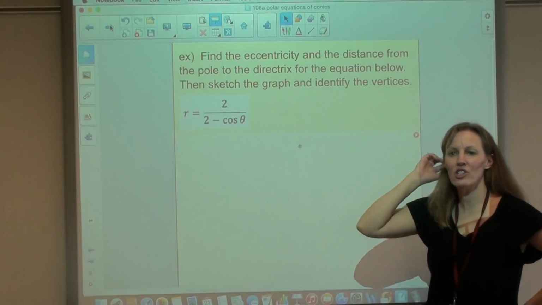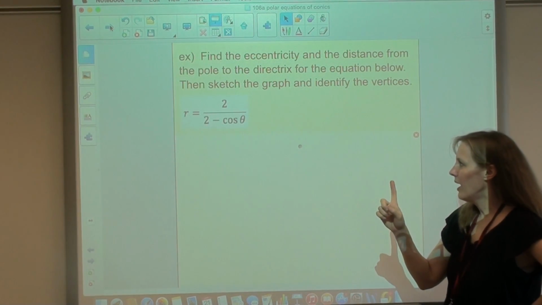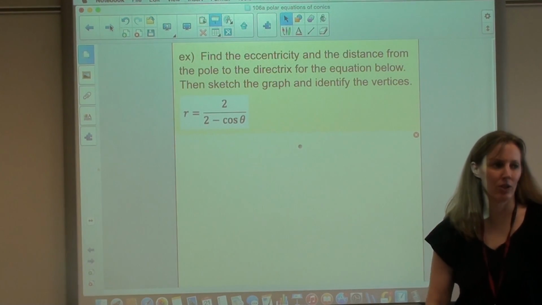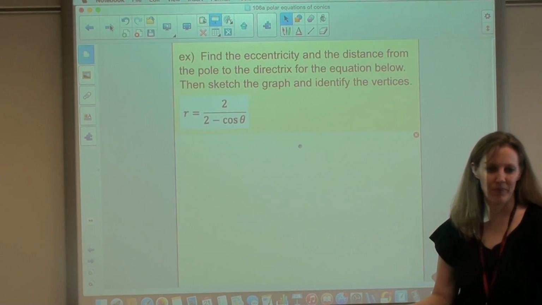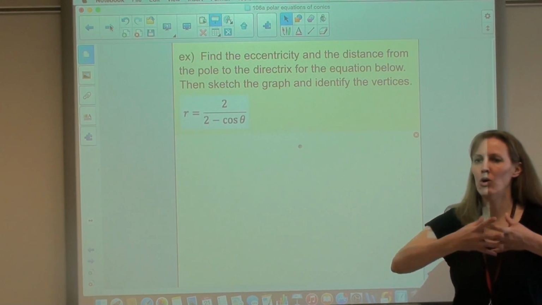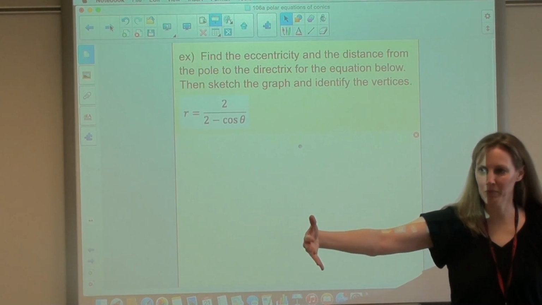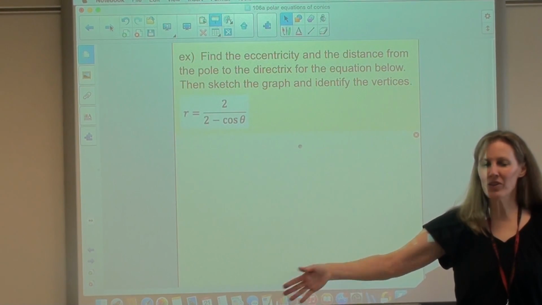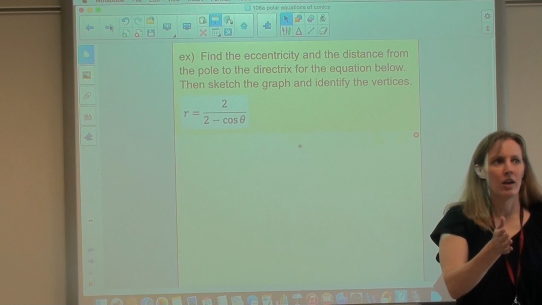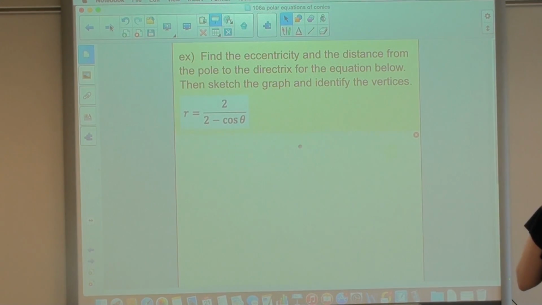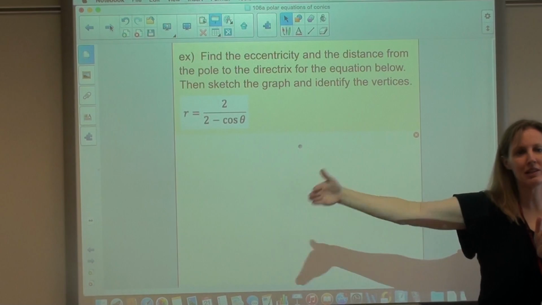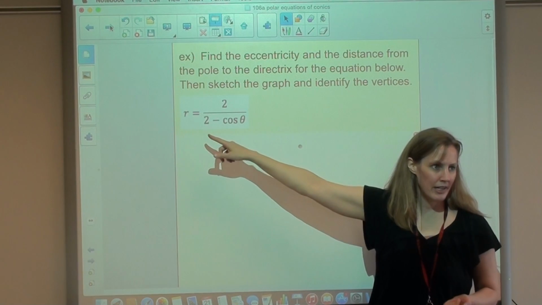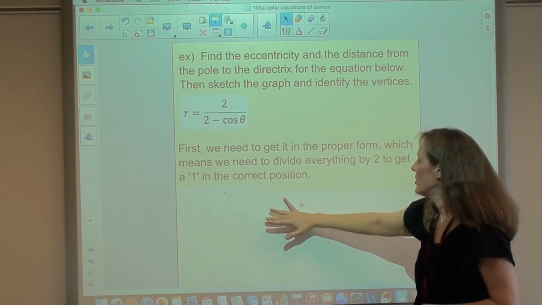A couple quick questions just by looking at this. Number one, no matter what the shape, is it going to be horizontal or vertical? It's going to be horizontal. How do you know? Cosine, good. If it is a horizontal shape, that means it has a horizontal major axis, which means the directrix will be vertical. Will that directrix be to the right of the pole or to the left of the pole? It's going to be to the left of the pole, and you know that because of the minus here. Alright?